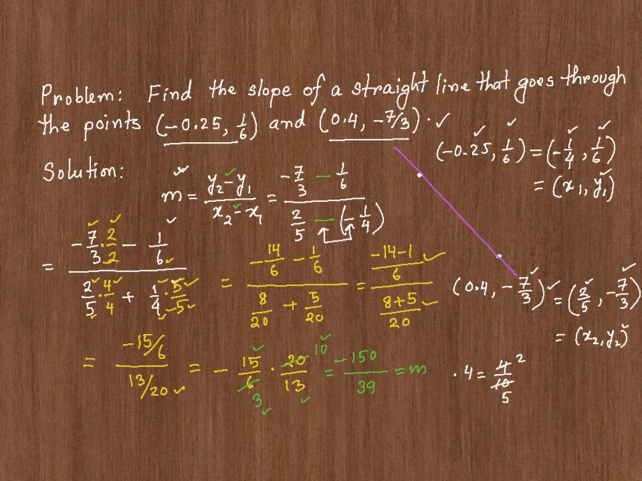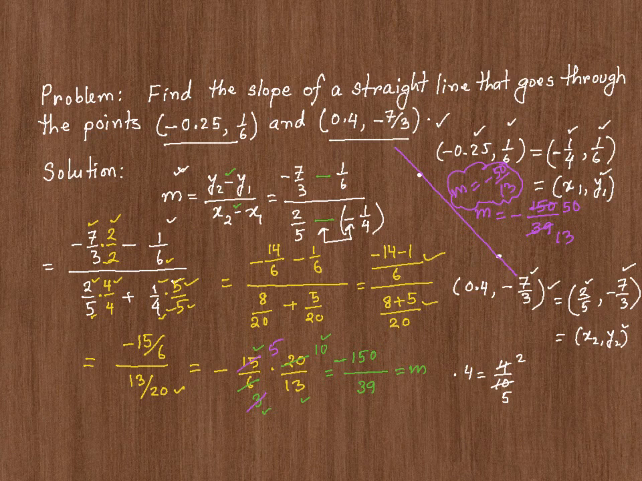Now let's write it out here. My slope m is equal to negative 150 over 39. Actually, there is something else cancelling. I didn't notice it. 3 goes into 15 5 times, so I can do it here. 3 goes into 39 13 times, and 3 goes into 150 50 times. So my slope is going to be negative 50 over 13. That's going to be the slope of the straight line.